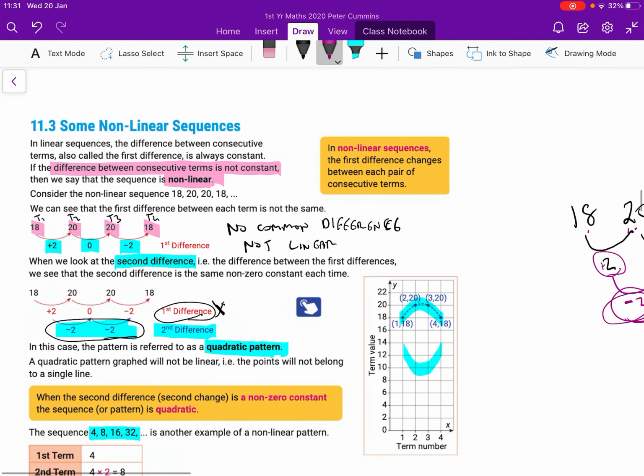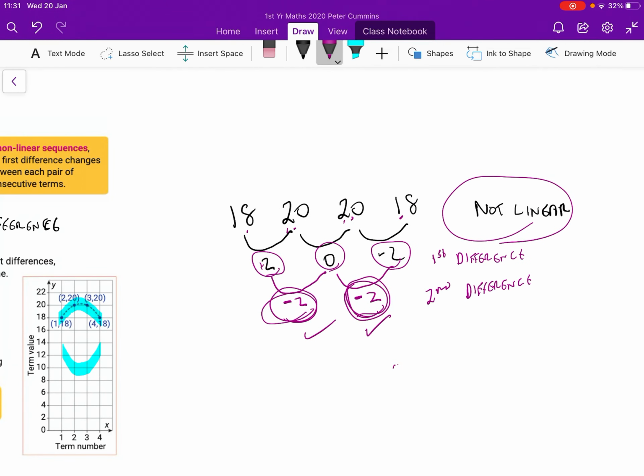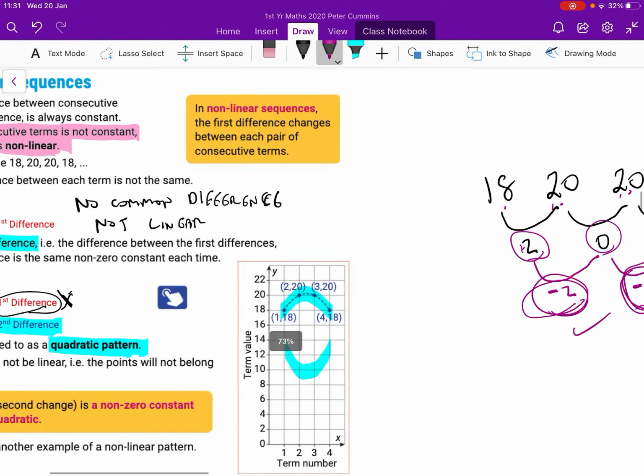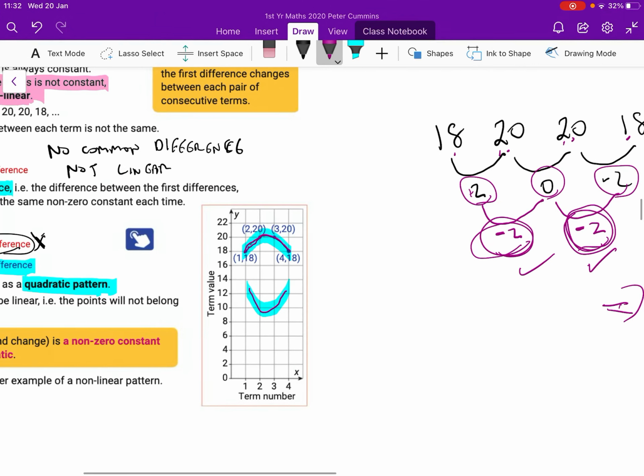Well, if the second difference is the same, instead of it being a linear function, we call it a quadratic sequence or a quadratic pattern. And quadratic patterns don't look like a straight line. They look like this curvy shape. They can look like an N shape, or they can look like a U shape.